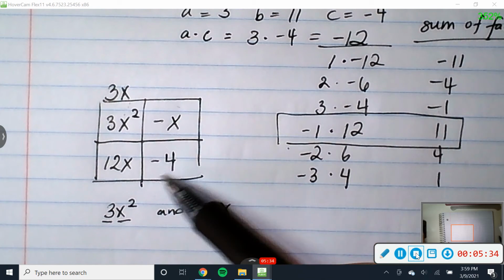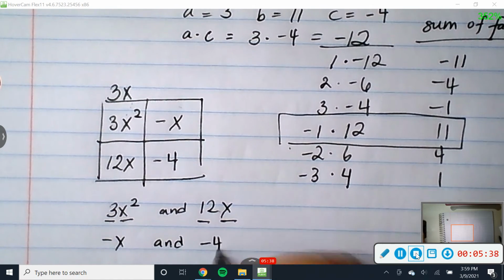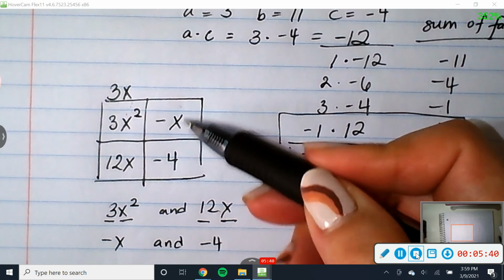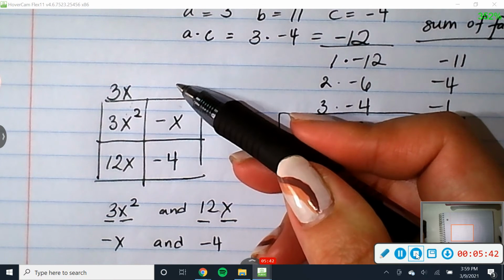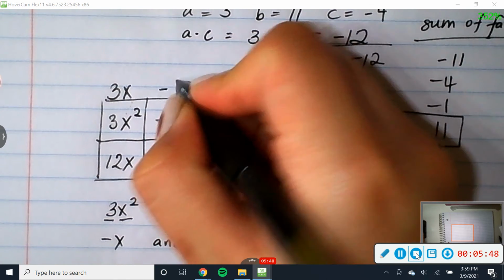Next, we're going to do these two boxes, negative x and negative 4. Remember, if your variable is negative, your GCF is going to be negative. So negative x and negative 4 have a greatest common factor of negative 1.